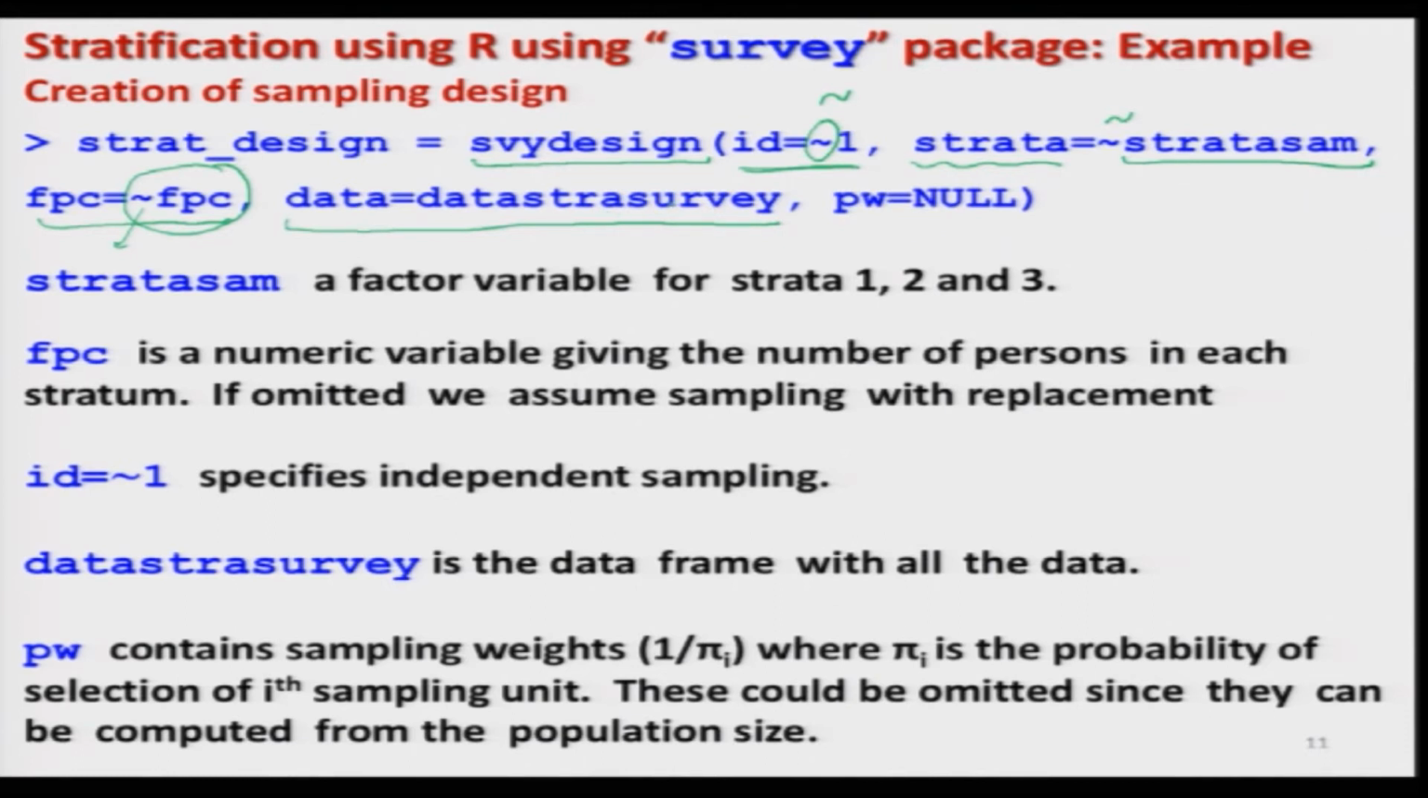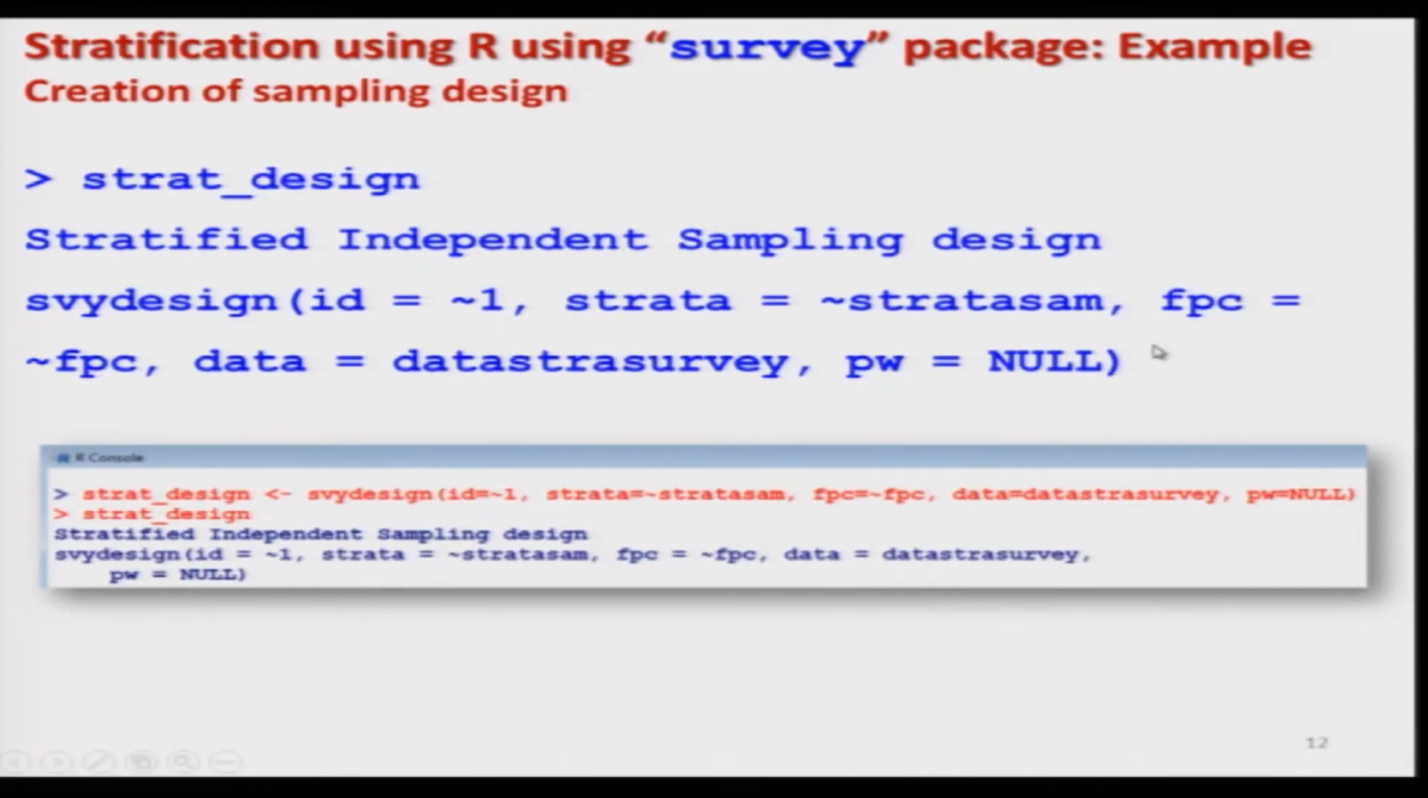So this is VR, and probability, and PW is equal to null here, because this contains the sampling weights, so we are not using it here, right. Now this strata sum will take the values 1, 2, and 3, and FPC here will be a numerical variable giving the number of PSUs in each stratum, and if this is omitted, we assume that sampling is with replacement, right. And so now we try to execute it.